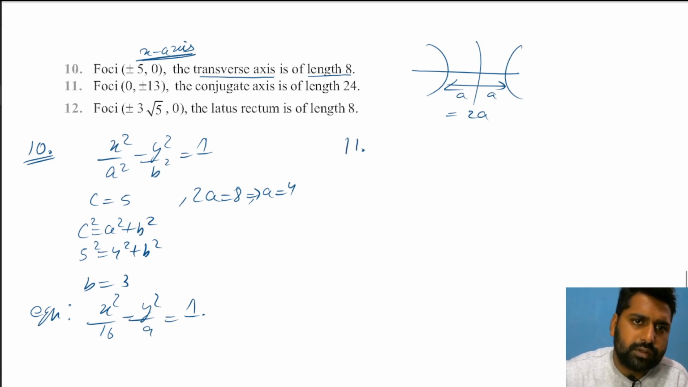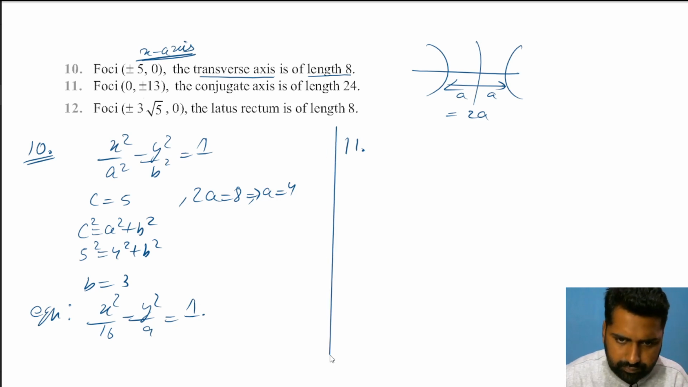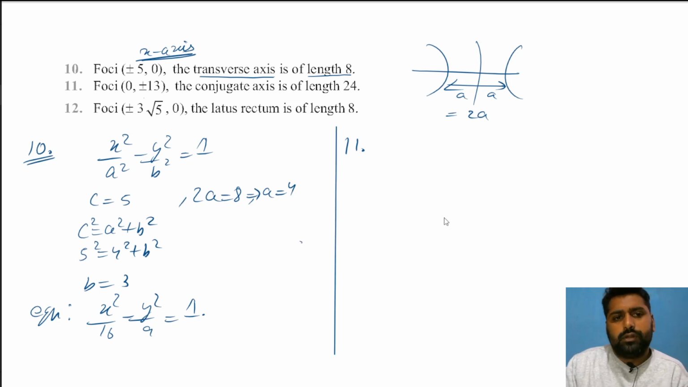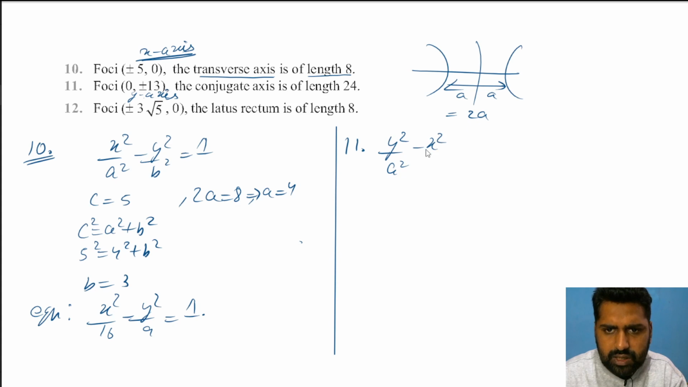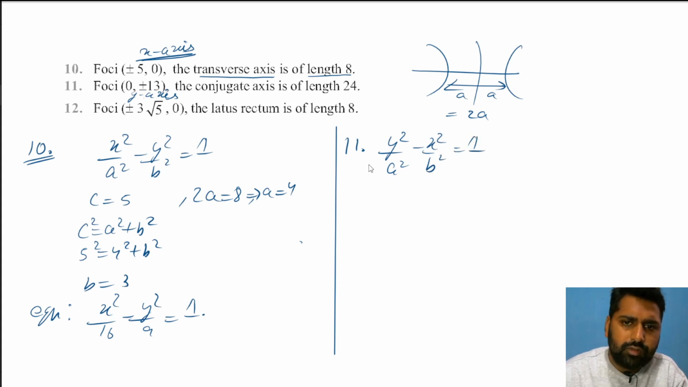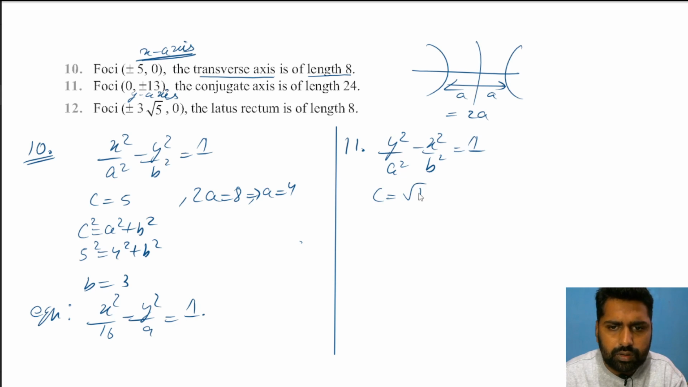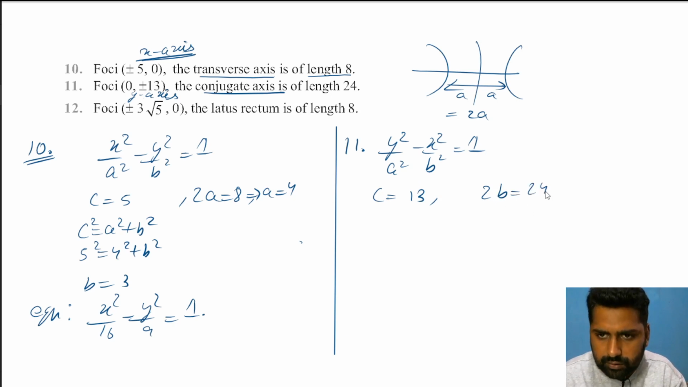Let's look at the next question, 11th. Focus again, this time focus is on the y-axis. That means we'll be using the equation y square by a square minus x square by b square equal to 1. Focus is at c. So c is not root 13, sorry, c is 13. Length of conjugate axis: now this you should remember, the conjugate axis length is 2b. We cannot show this on graph, but 2b is 24, which implies b is 12.